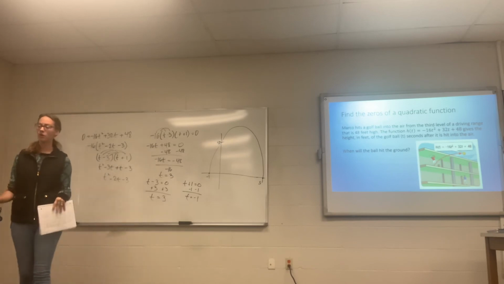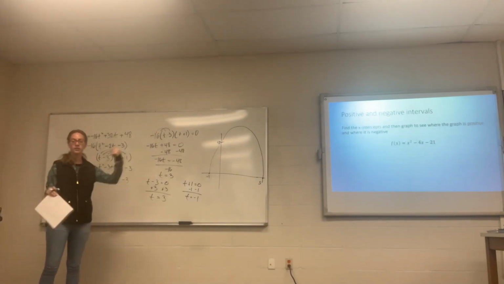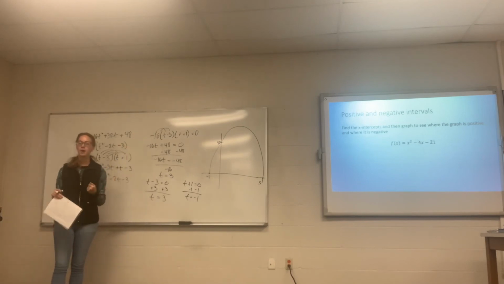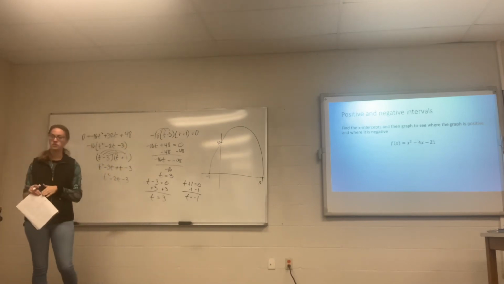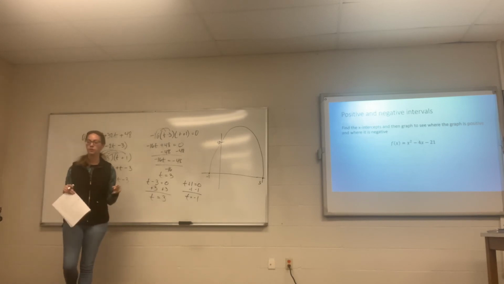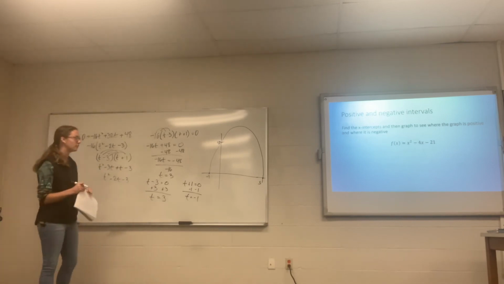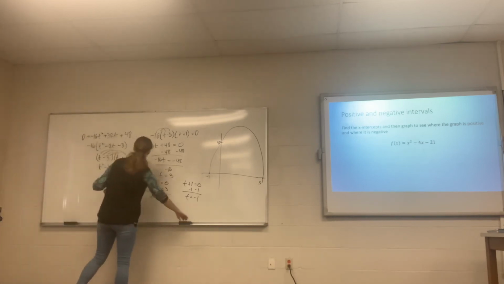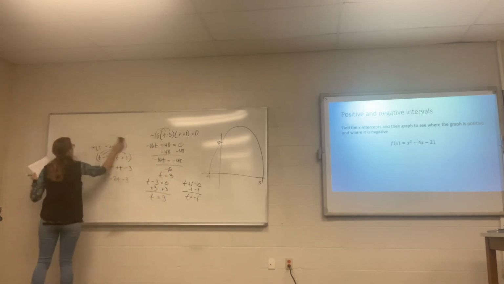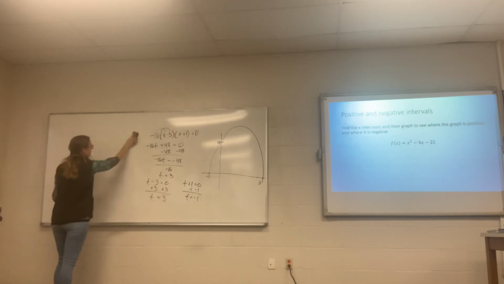Okay, all right, then if you go ahead and go to the next slide, this is talking about positive and negative intervals. We talked about this back in chapter 1, but this is just a little review. It says find the x-intercepts and then graph to see where the graph is positive and where it's going to be negative. So let's go ahead and find our x-intercepts.